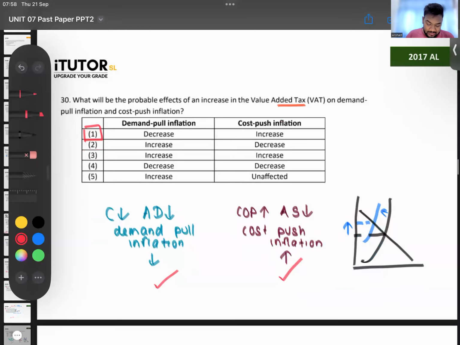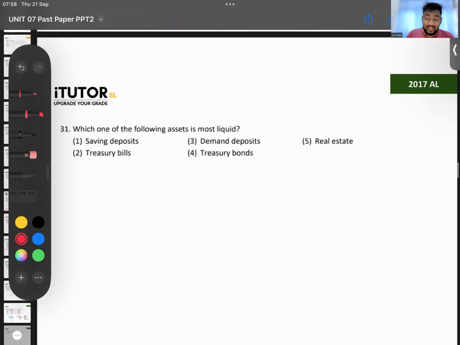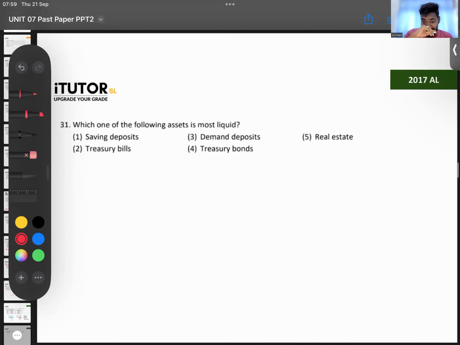Okay? 31. Easy one. Which of the following assets is most liquid? Now, they have not said assets for commercial bank. They are just saying assets. So, which of these assets is most liquid? That means you can easily convert it into cash. Savings deposits, treasury bills, demand deposits, treasury bonds, real estate.